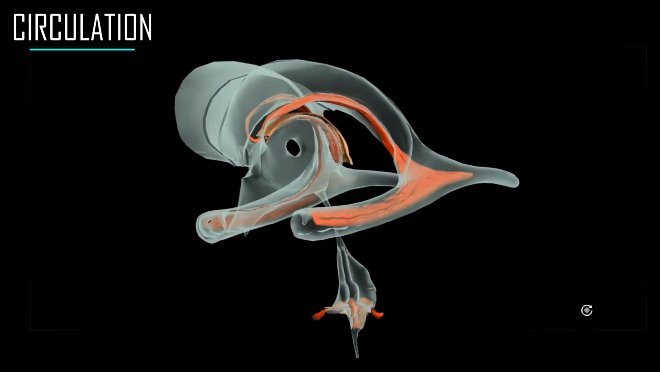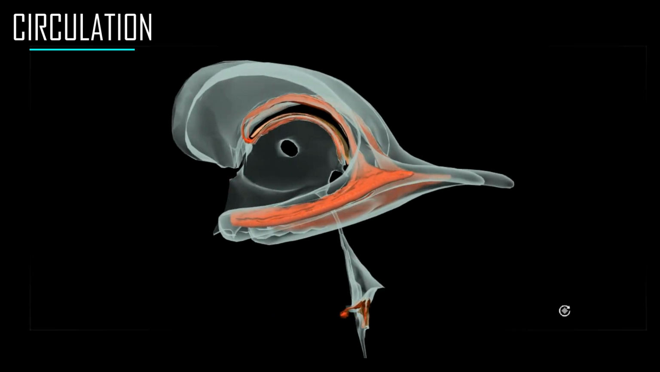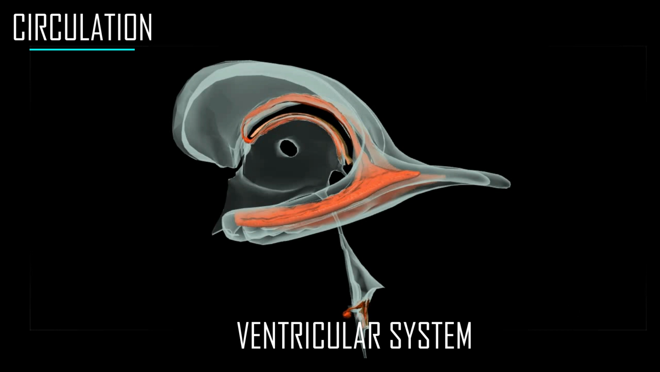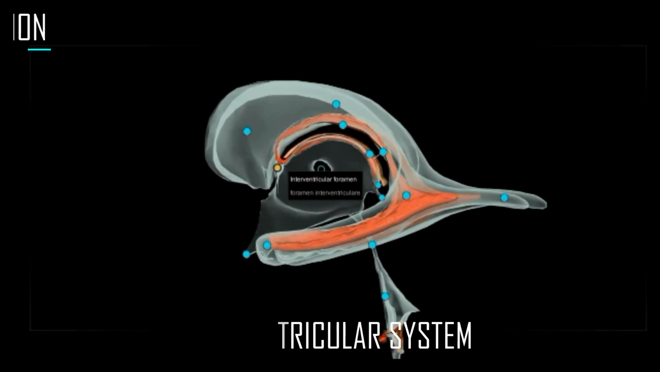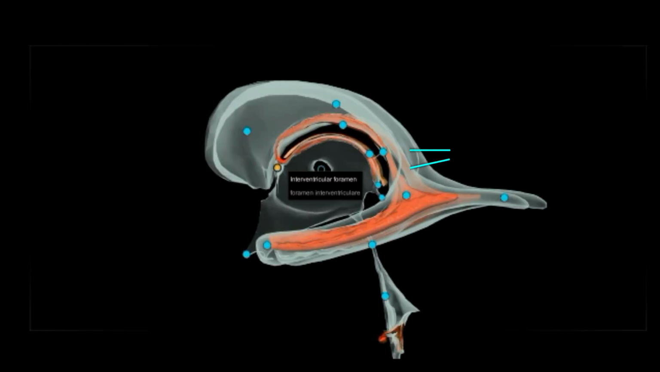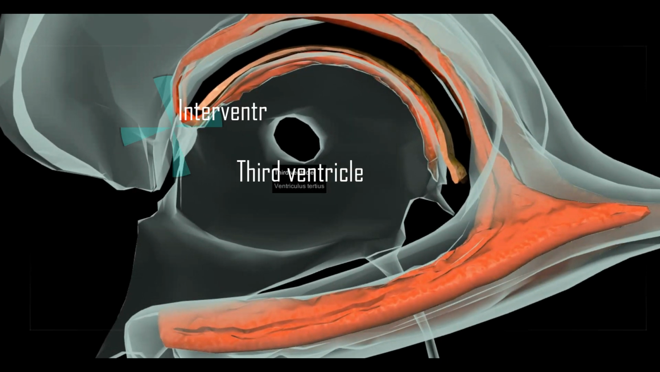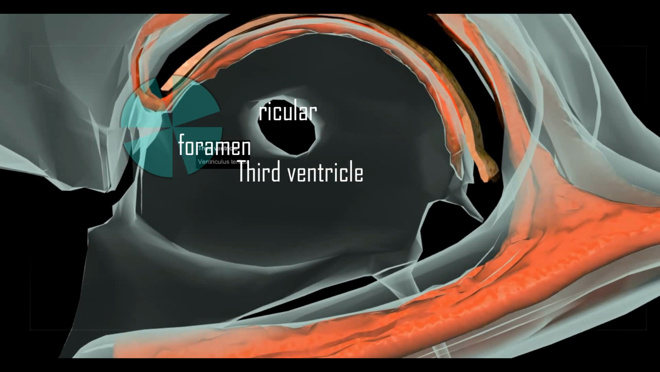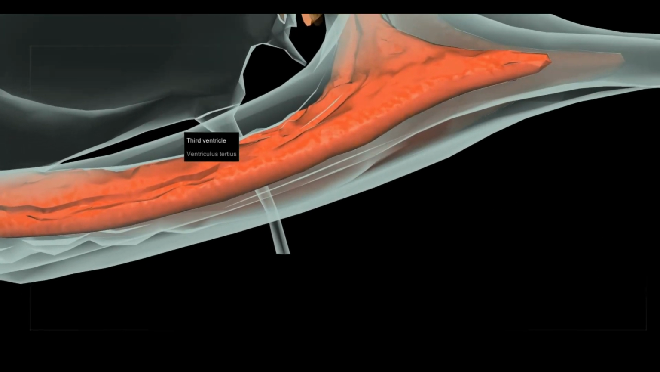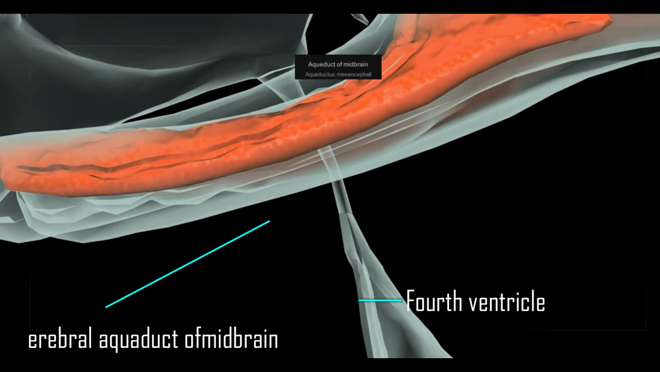Circulation of the CSF. The CSF circulates within the ventricular system of the brain. The ventricles are a series of cavities filled with CSF. As the majority of CSF is produced within the two lateral ventricles, from here the CSF passes through the interventricular foramen to the third ventricle, and then to the fourth ventricle through the cerebral aqueduct of the midbrain.